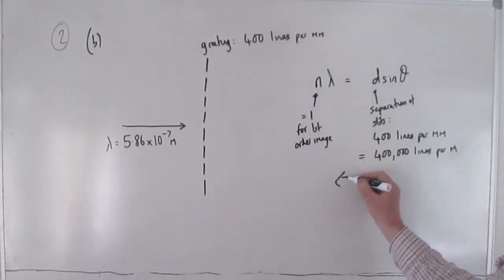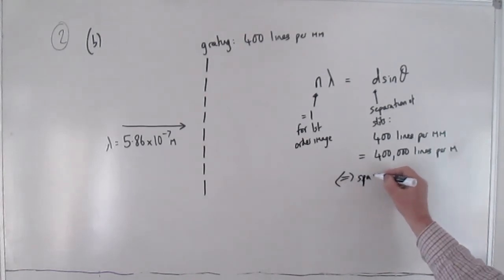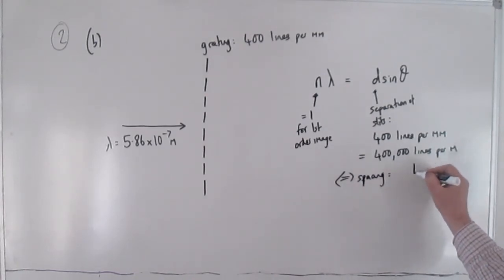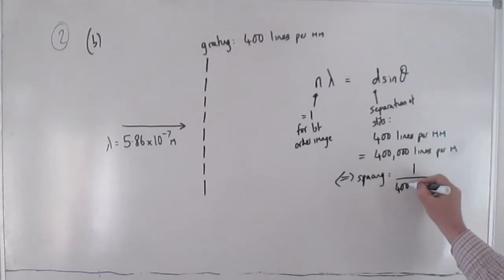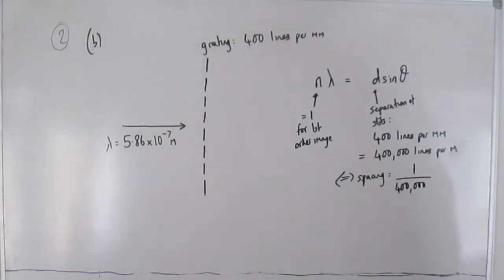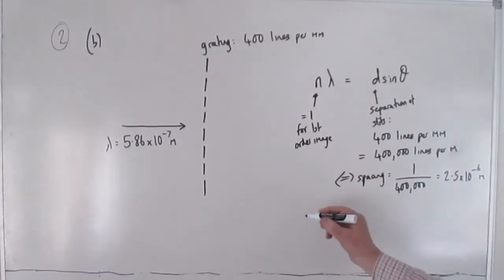And that's equivalent to saying that the spacing is 1 over 400,000. Because if there are 400,000 of them in a metre, they must each be spaced 1/400,000th of a metre apart in order to fit them all in. So it's 1 over 400,000, which is 2.5 times 10 to the minus 6 metres is the spacing. Okay, so then we've got the number we need.